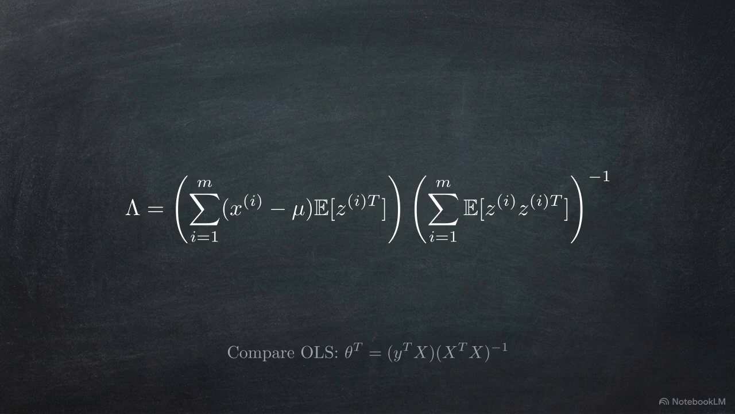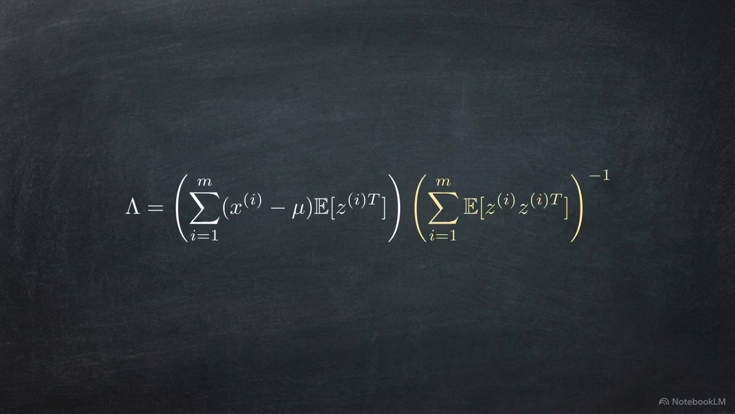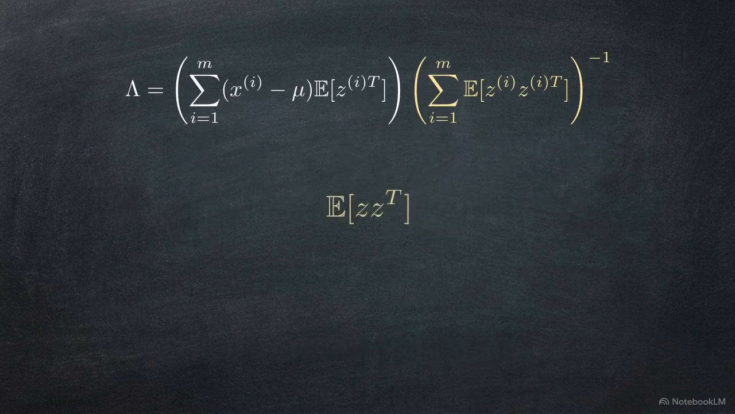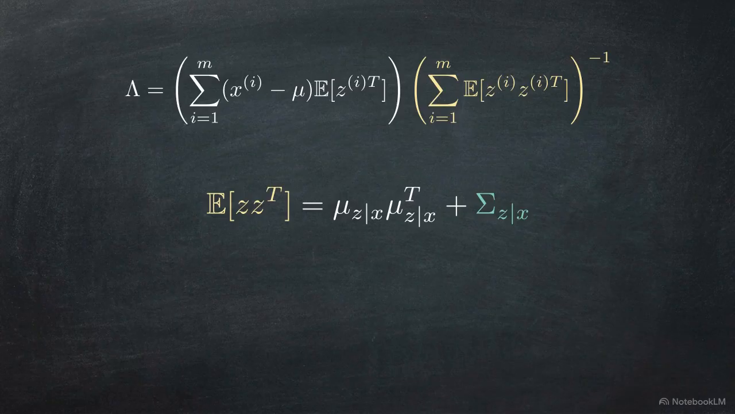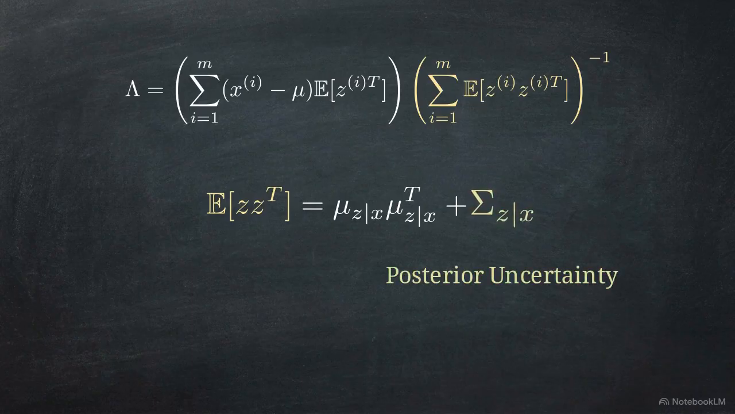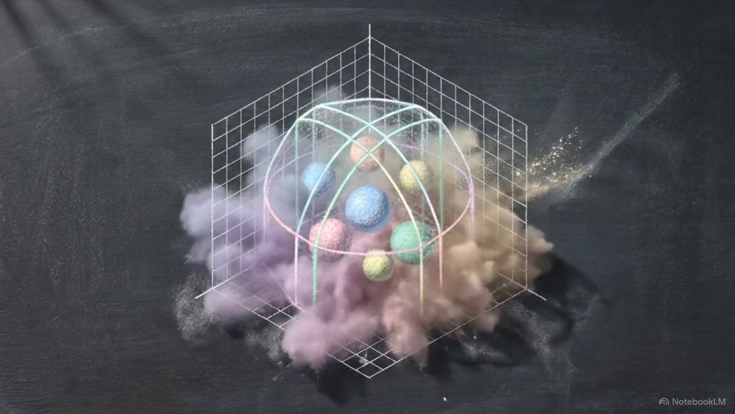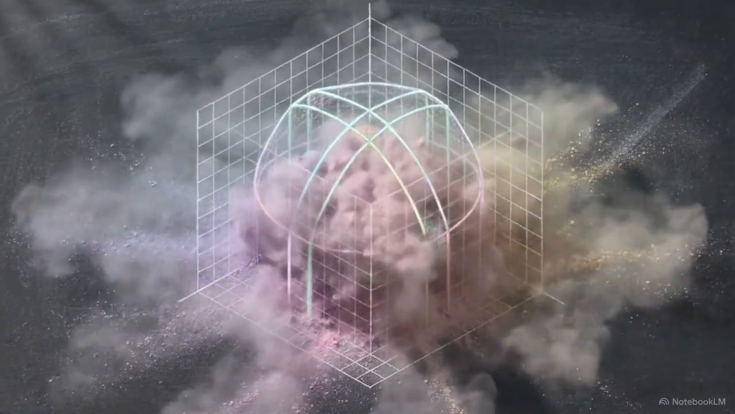However, the denominator contains a term that leads to a common implementation error among practitioners, the expectation of the outer product of z. It is a mistake to substitute the squared mean of the latent variable directly into this term. The expectation of an outer product is equal to the product of the means plus the covariance. To be mathematically sound, the update must incorporate the covariance of the posterior distribution, the uncertainty remaining in our latent estimates. The M step must account for this inherent uncertainty about the latent variables, rather than treating our best guess as an absolute truth.